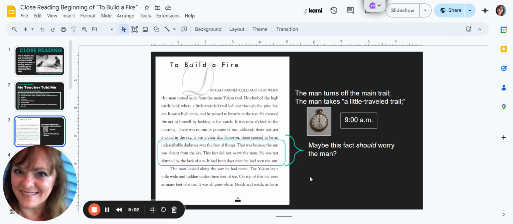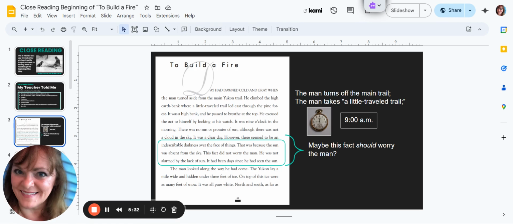Okay. This has me a little bit perplexed. "However, there seemed to be an indescribable darkness over the face of things." Now, that could have a double meaning. Darkness in terms of literal darkness, like it's not very light out, but it can also be metaphorical, right? Ooh, ominous, right? Darkness over the face of things. A sign that things may not go well.